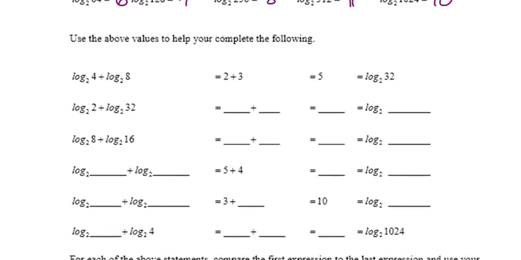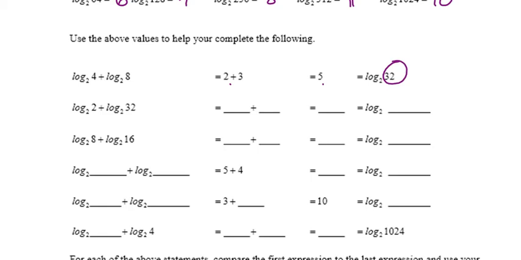And so the first one is done, right? Log base 2 of 4 plus log base 2 of 8. Well, log base 2 of 4 is 2. Log base 2 of 8 is 3. 2 plus 3 is 5. And looking in the table, 5 is the log base 2 of 32. Okay, so you would fill that in.